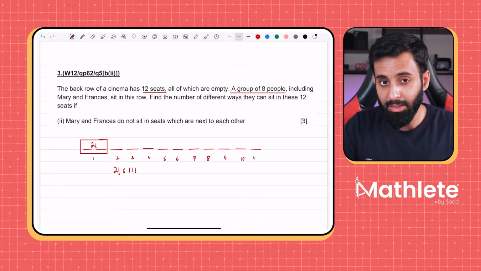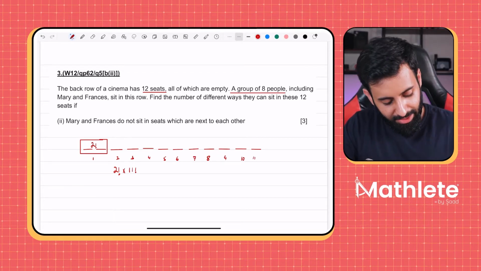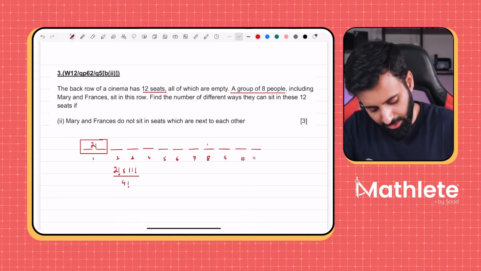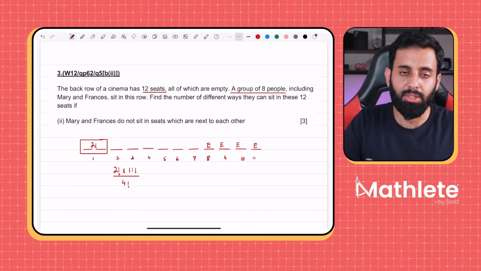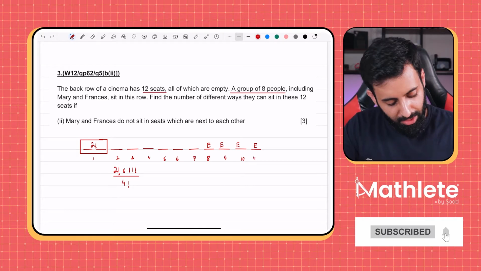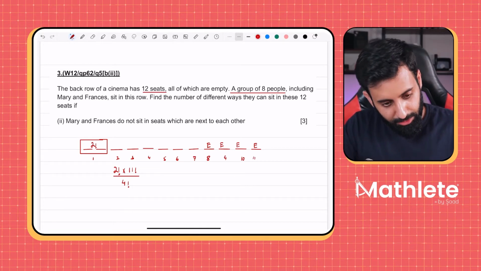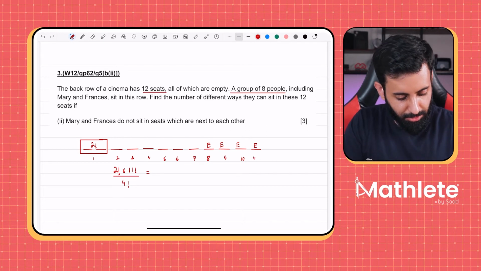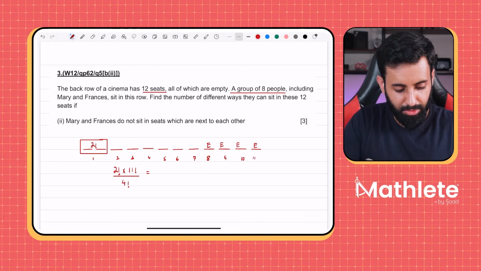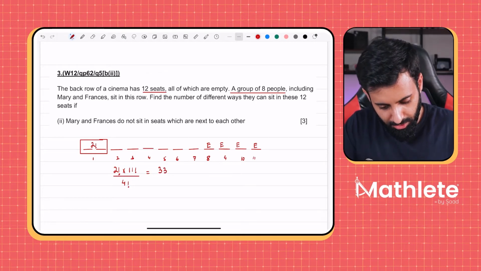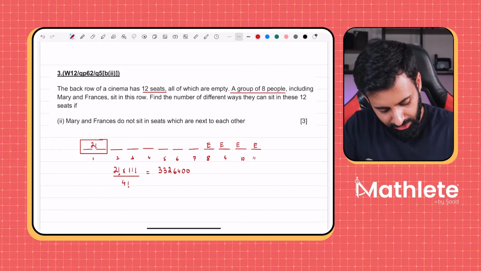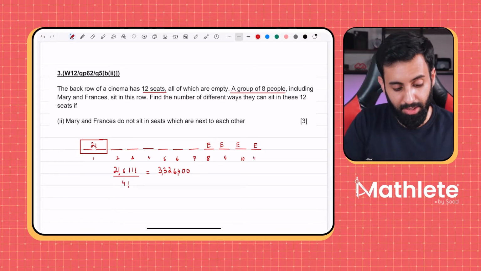But that means there are 4 empty spaces. So every empty space is identical. So because we have 4 identical objects, we will divide it by 4 factorial. So think of it this way. Here's empty seat 1, here's empty seat 2, here's empty seat 3, and here is empty seat 4. So you can see that these 4 are identical, so we have to divide it by 4 factorial. Okay, now let's work this out, see what we get. So we get 2 factorial into 11 factorial divided by 4 factorial. So once again, it's a huge value, 3326400. So this is basically the number of ways that they are together, okay?